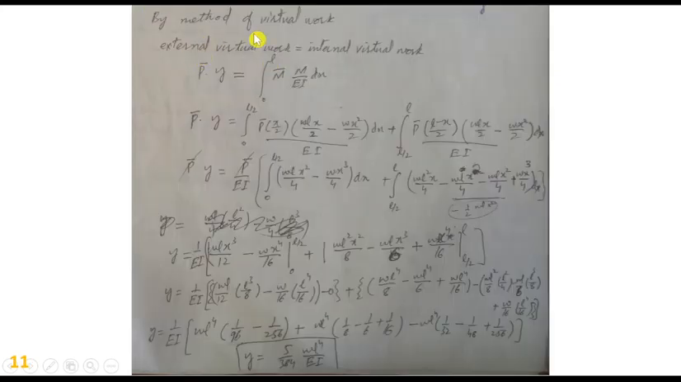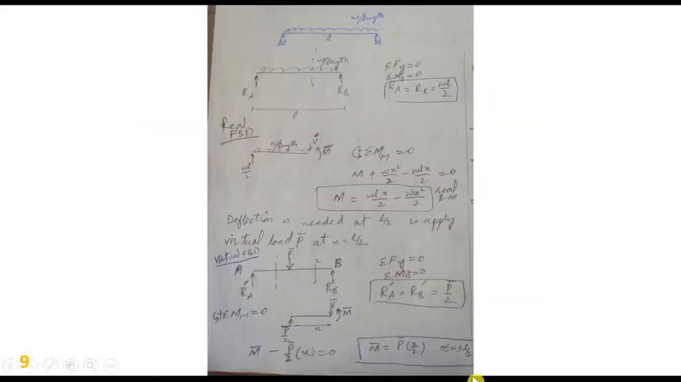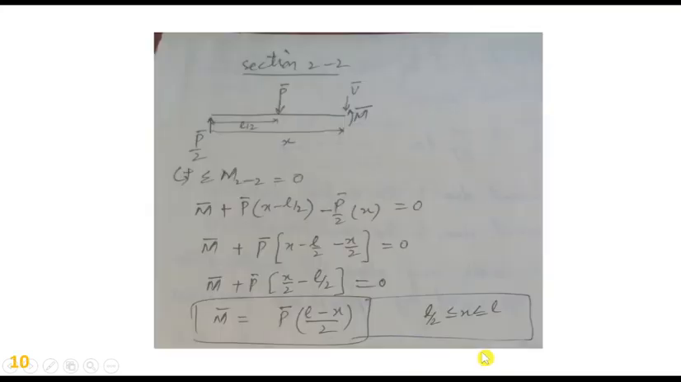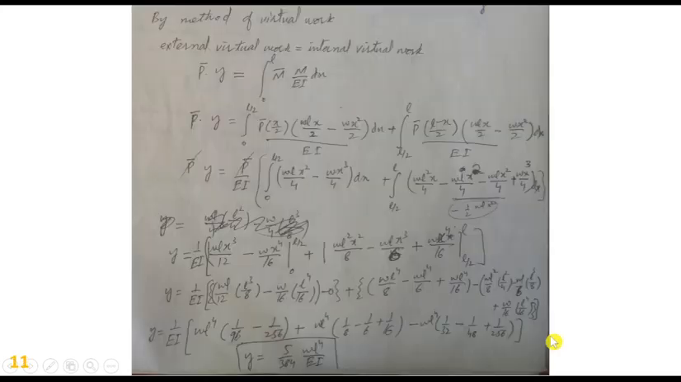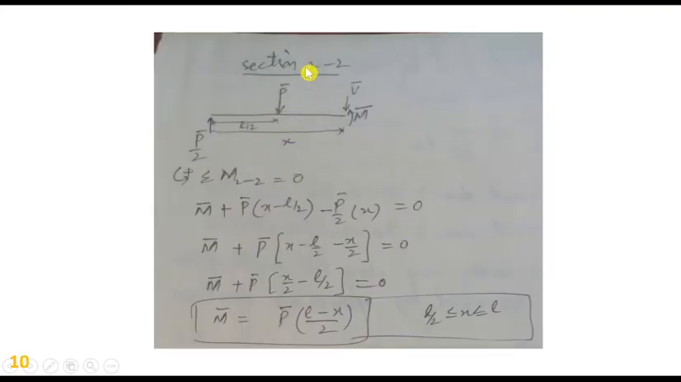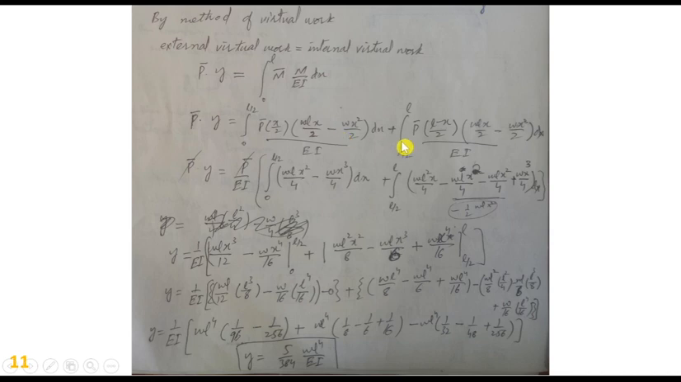So by the method of virtual work, external virtual work should be equal to internal virtual work. External is P bar into y, so P bar into y will remain on the left side, but on the right side we have to write M bar, and M bar we have determined. This is M bar for the first section, from 0 to L by 2, and this M bar is from L by 2 to L. So we will split this into two cases, because we have to cover the full beam, and it cannot be covered as a whole because we have taken two sections. So for the first section this is the equation, for the second section this is the equation.